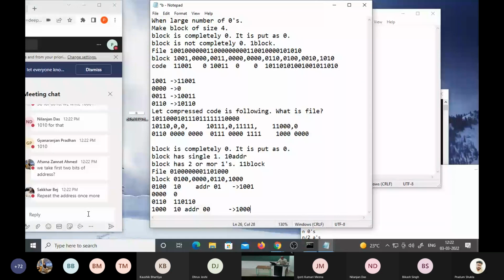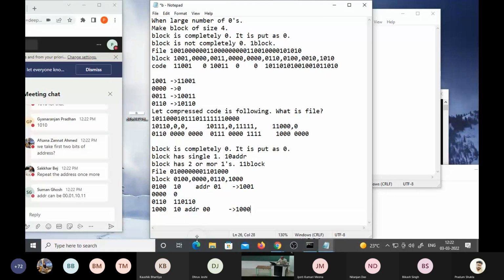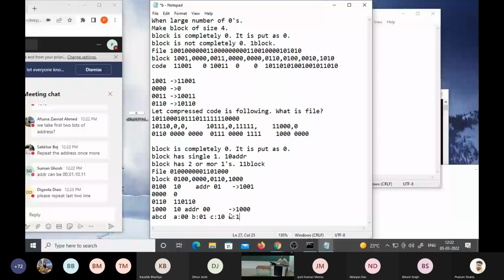You see, A, B, C, D. A is 00, B is 01, C is 10, and D is 11. Do you agree? That is correct. Address can be only this much. Any doubt? Okay.